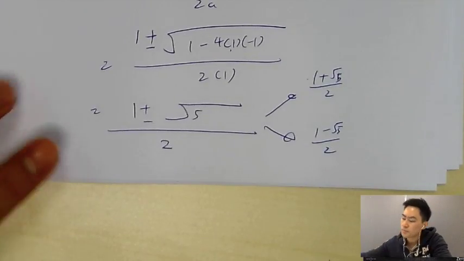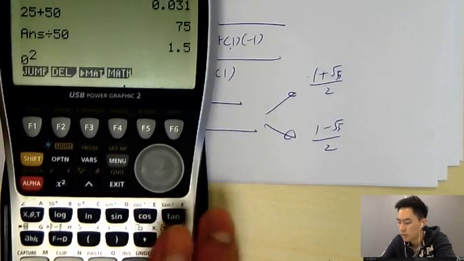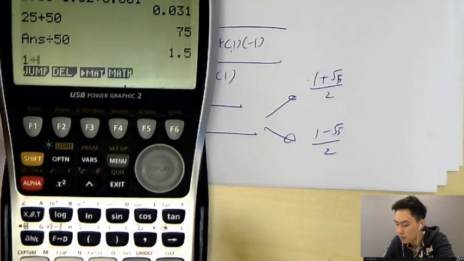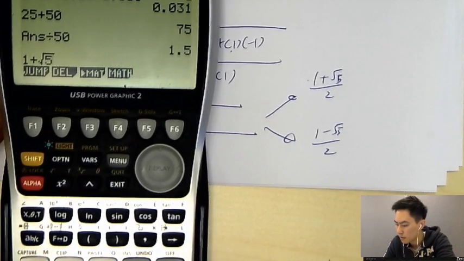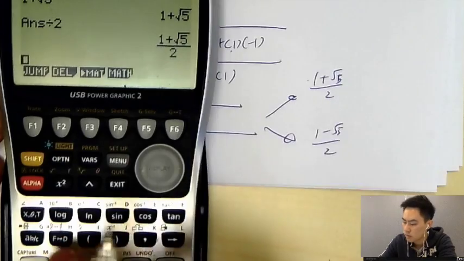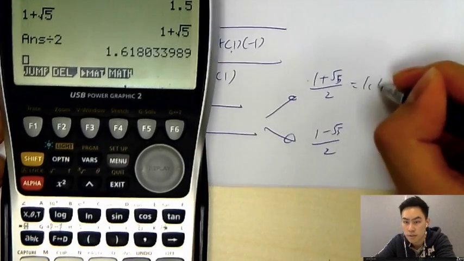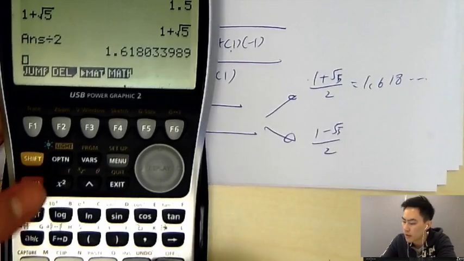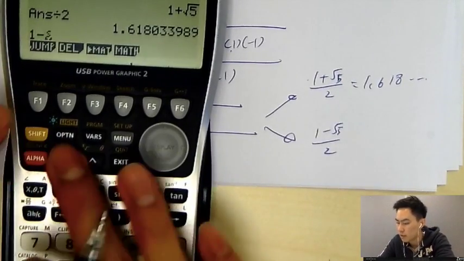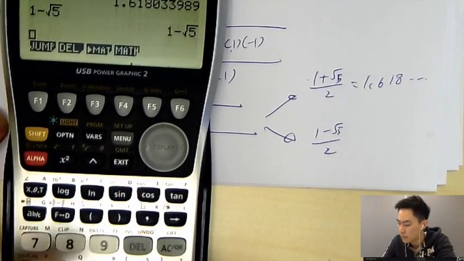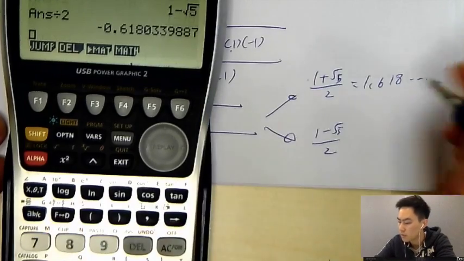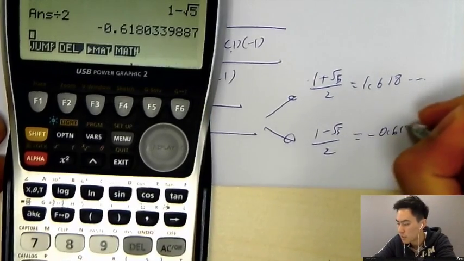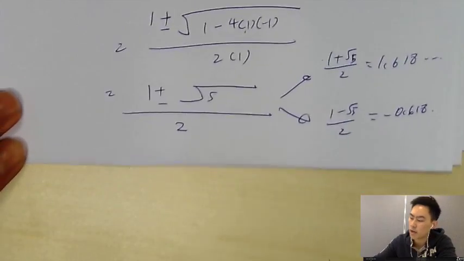Then you just do the calculation. Actually, 1 plus root 5 and then divided by 2 is 1.618, which is exactly equal to the golden ratio, right? But for the other equation, 1 minus root 5 and then divided by 2, that is equal to negative 0.618. So obviously we have to reject this one.